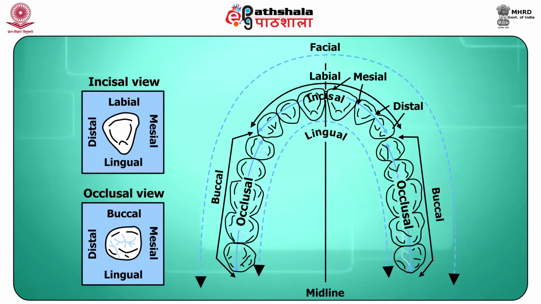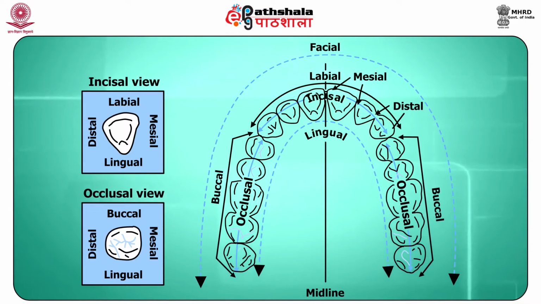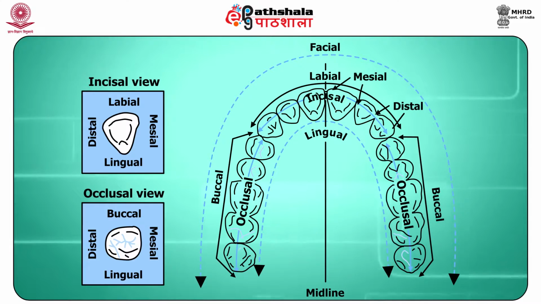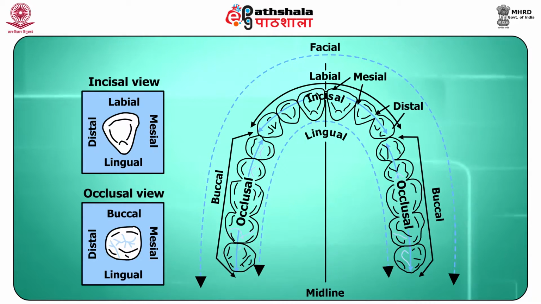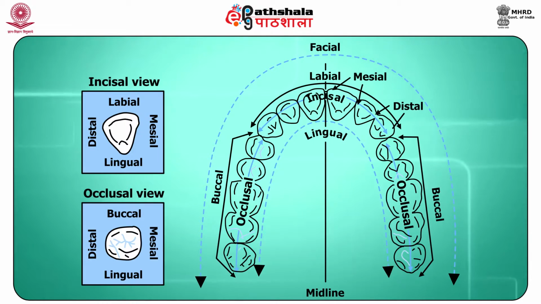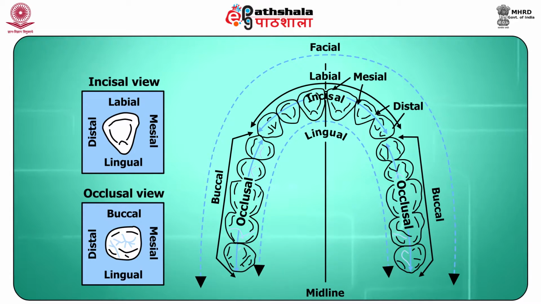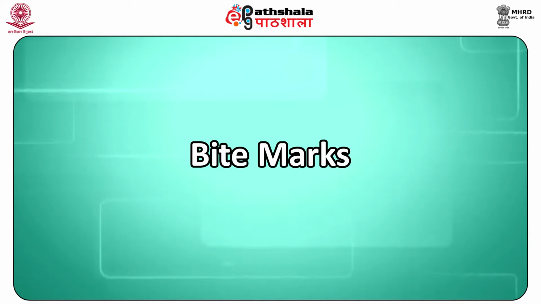The surfaces of teeth are named as follows. The surface which faces outward toward the face, lips and cheek is referred to as facial, labial or buccal, whereas the surface which faces inward toward the tongue is termed lingual. The biting surface is called incisal when referring to the front teeth and occlusal when applied to the premolars or molars. The side of the tooth facing the midline is called the medial and the side away from the midline is distal. Now, I'll be talking about bite marks.